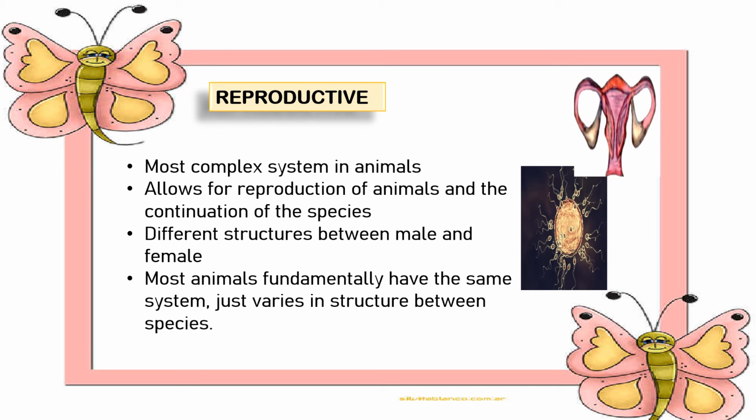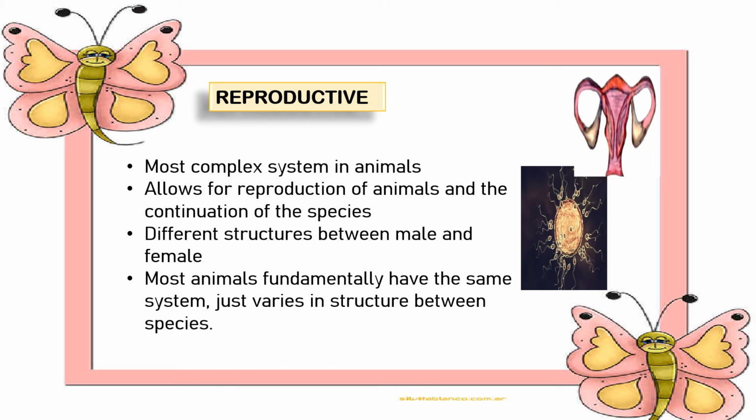Now, we have the reproductive organ or reproductive system. The major structures in reproductive systems are the testes and the penis in male, then ovaries and uterus in female. Reproductive is the most complex system in animals. This allows for reproduction of animals and the continuation of the species.